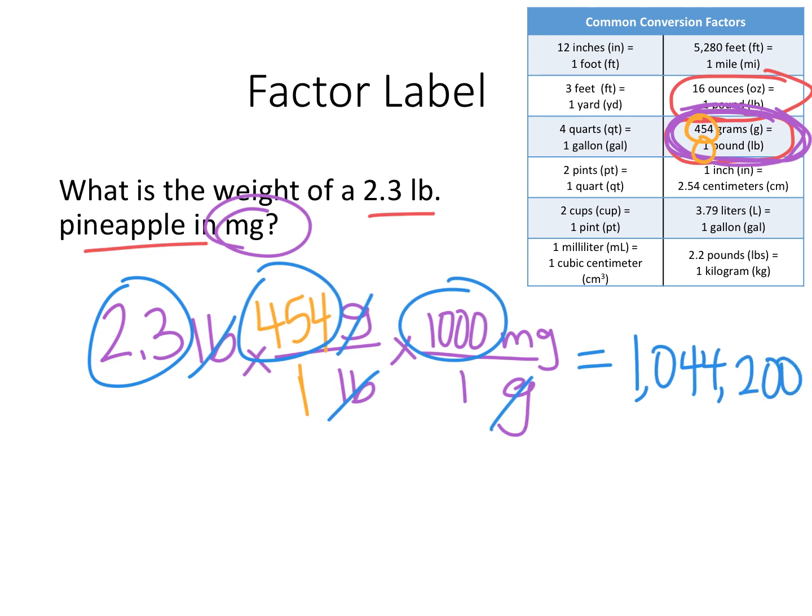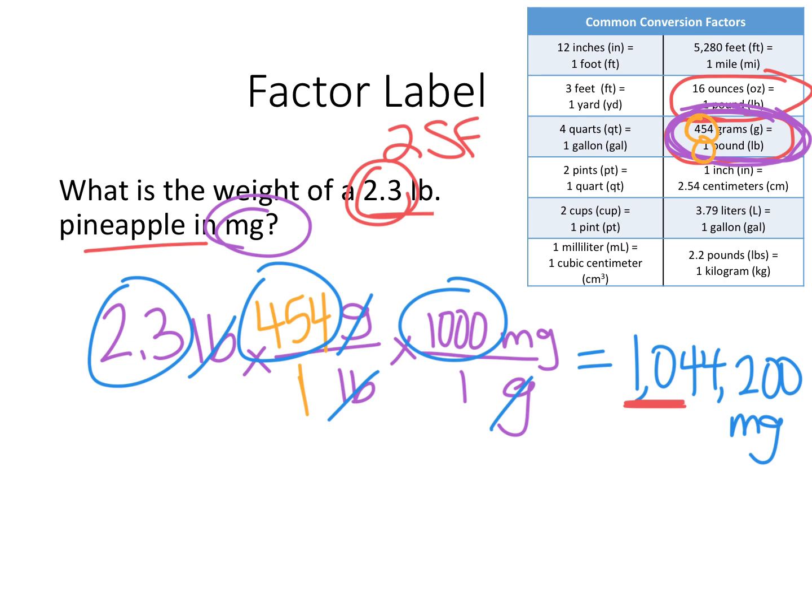1,044,200 milligrams. Okay, now if we remember a little bit about our significant figures, 1,044,200 has about, let's see, 1, 2, 3, 4, 5 significant figures, but the number 2.3 only has 2 significant figures. So I'm going to have to round this number, 1,044,200, to 2 significant figures.